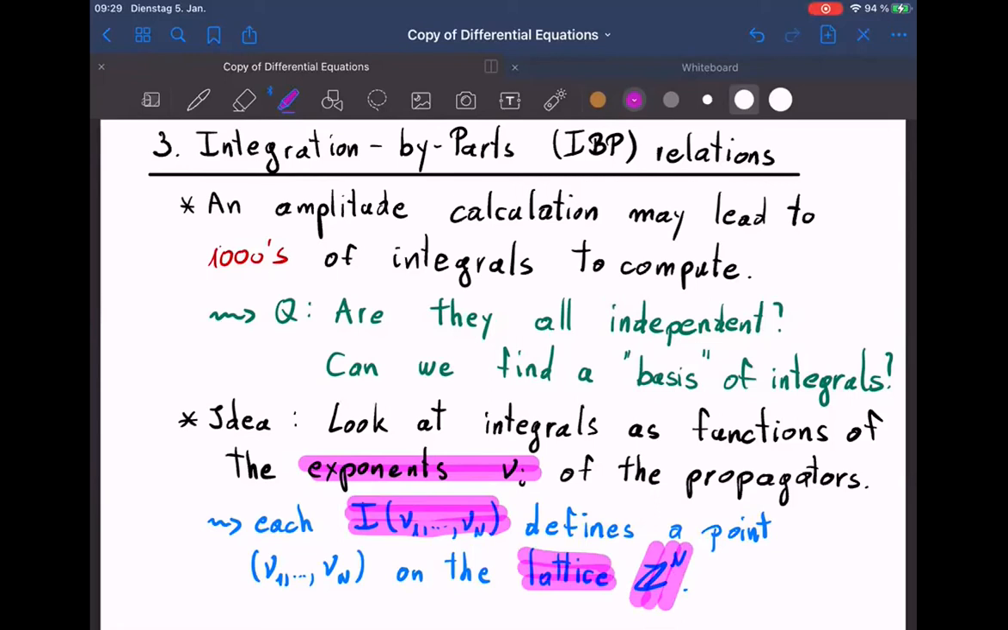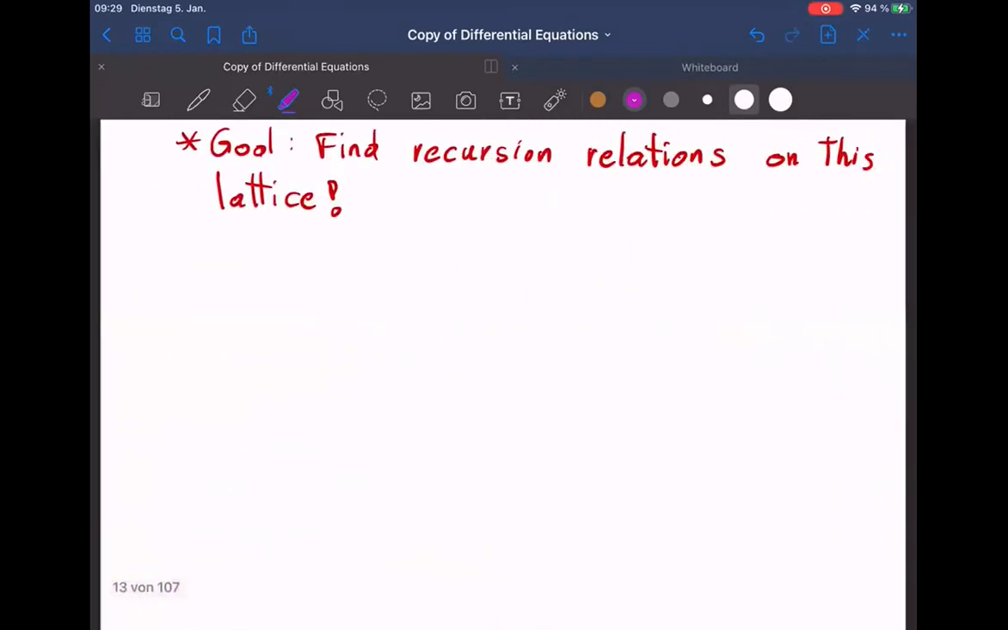Good. So now I decide that my integral is actually defined by putting a point on this lattice. But what does it buy me? Well, the idea is we want to find recursion relations that relate different points on this lattice. And using these recursion relations, we want to find the minimal sets of integrals, or the minimal number of points in this lattice, that are sufficient to recover all the others via these recursion relations. So that's the goal.